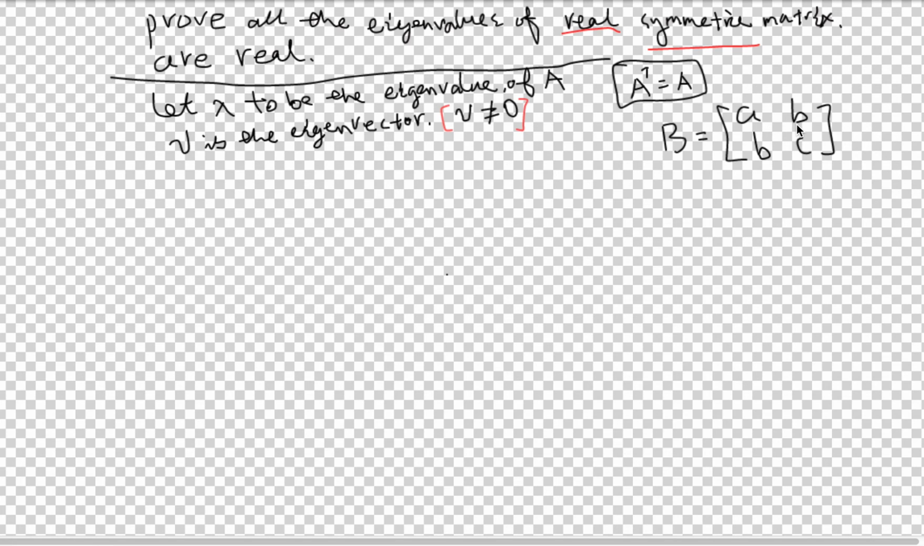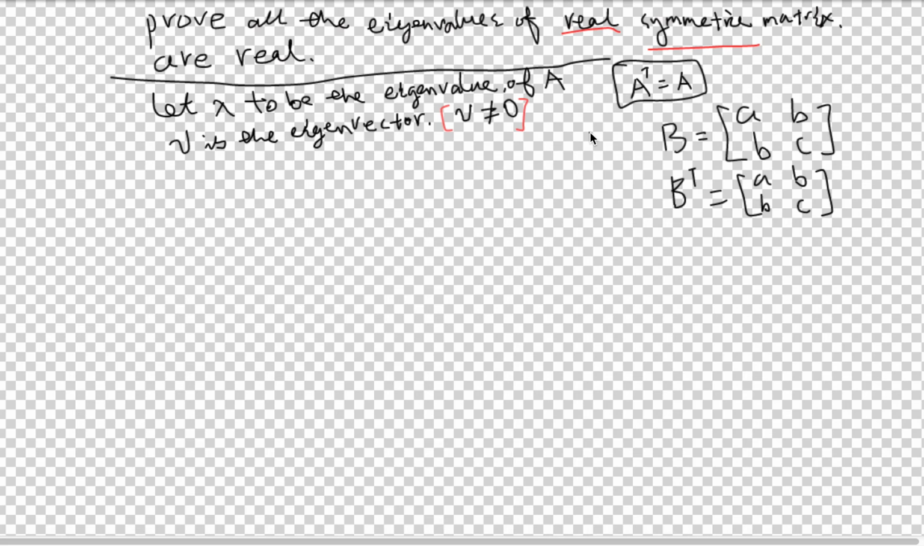only, not complex numbers. Symmetric means that the transpose of the matrix equals the matrix. So for example, we have matrix B equal to [a, b; b, c]. We transpose it, right? And then we still get the same matrix. So it doesn't change the matrix at all.